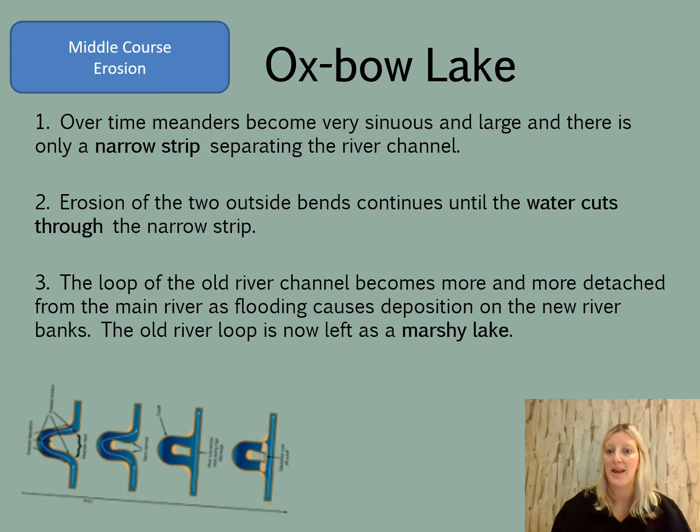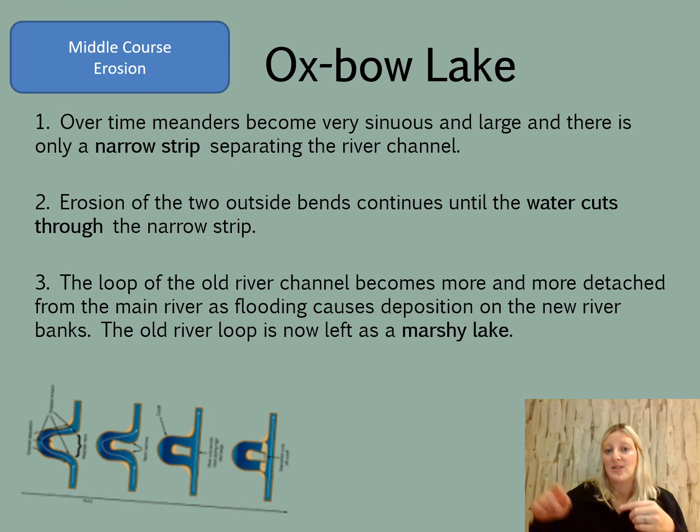And then linked to our meanders, our second landform we look at in the middle course of the river is an Oxbow Lake, and this is formed by erosion. So what we have over time are those meanders becoming more and more sinuous and larger, and then over time we find there's only a very narrow strip separating the river channel. So where those meanders are really bending round, you can see that the second picture in that little diagram starts to illustrate how that gap is getting smaller and smaller.